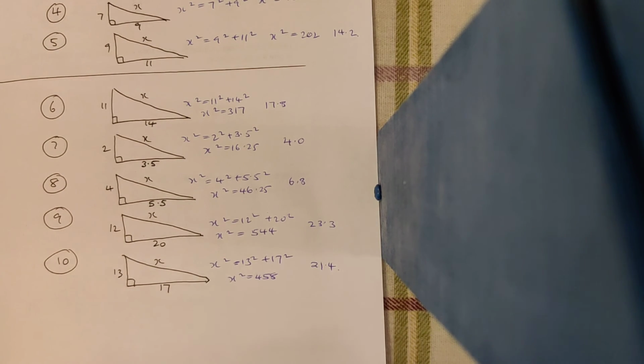So to go over those quickly again, number 6, the answer was 17.8. Number 7, the answer was 4.0. Number 8, the answer was 6.8. Number 9, the answer was 23.3. And number 10, the answer was 21.4.